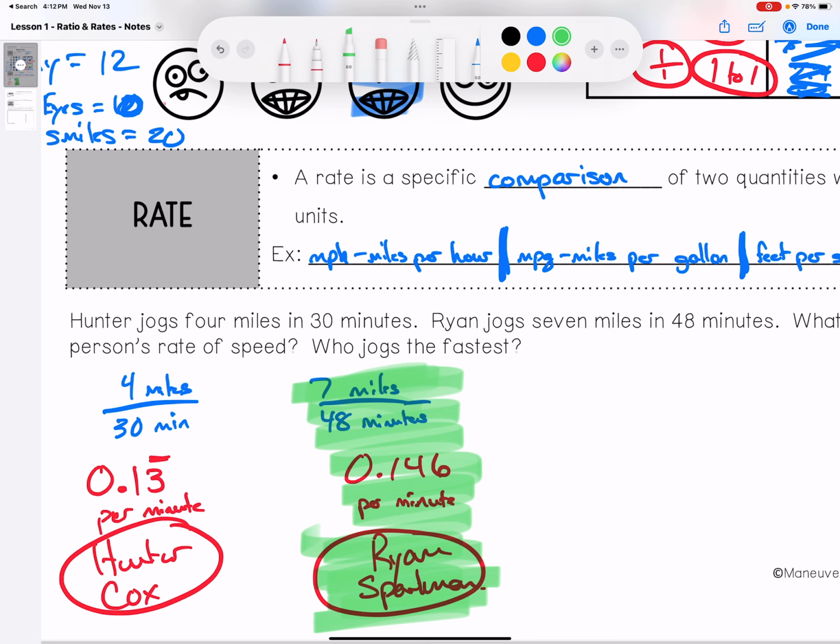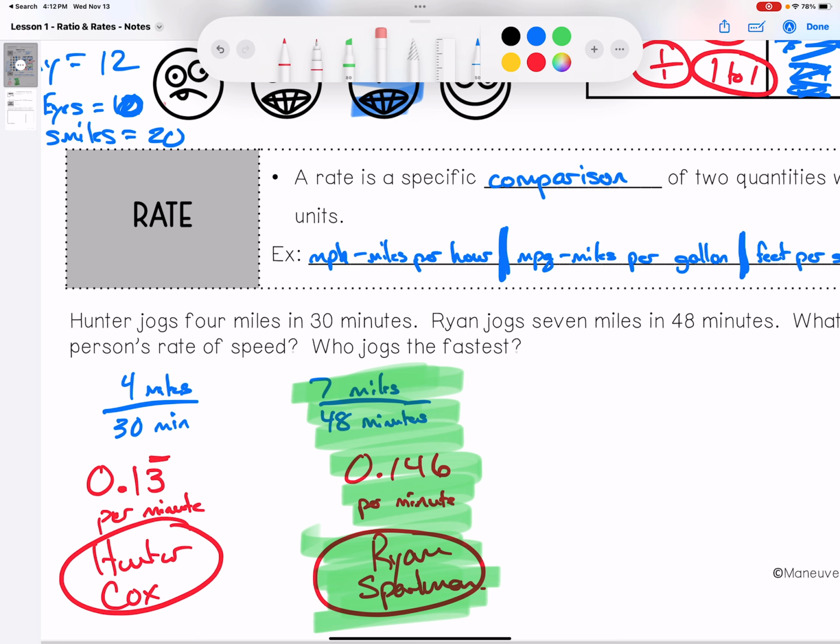So how did I get 0.146 and 0.13? I want to explain that one more time. To find the rates, you just divide the top by the bottom. Or you simplify it until it's over 1. So I could have simplified 4 and 30 until it got down to 1 mile per minute. So how would I have done that? I would have kept dividing by 4, and got it down to a minute because I want to know per minute what is his rate of speed.